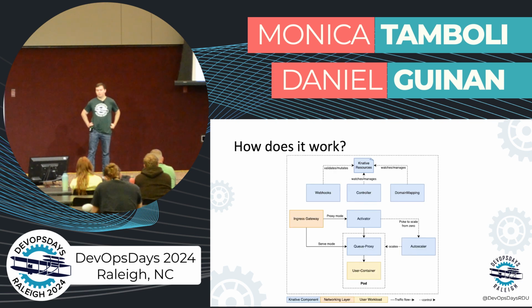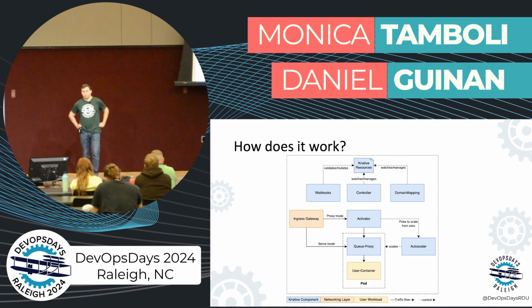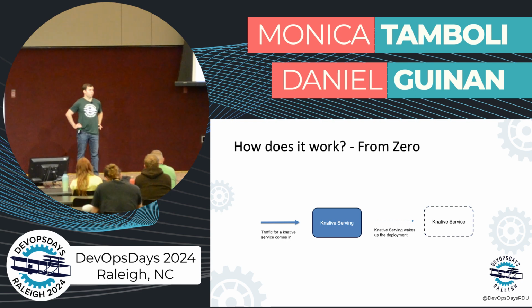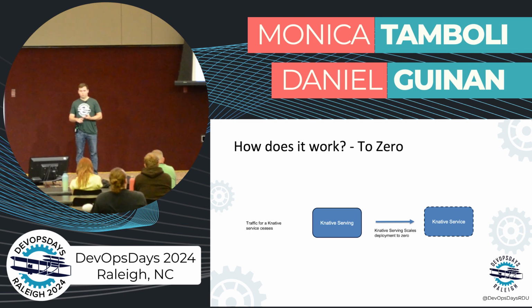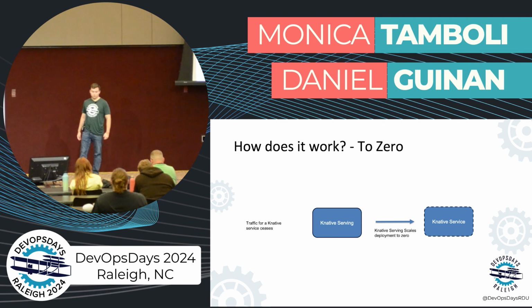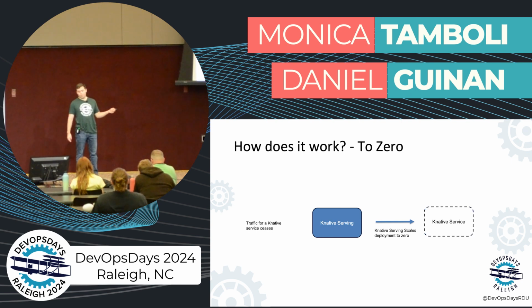Now, how does it work? This chart is very complex, so I like to simplify it down to this. From 0, traffic for a Knative service comes in. The Knative service sees that traffic and notes the service is currently scaled to 0. It says, hey, time to wake up, there's traffic. And it wakes up, and traffic's then forwarded to that service. And then eventually, once the traffic ceases, the Knative service says, okay, back to sleep, and scales back to 0. Like that chart showed, there was a lot more going on, but it can be simply understood like that.